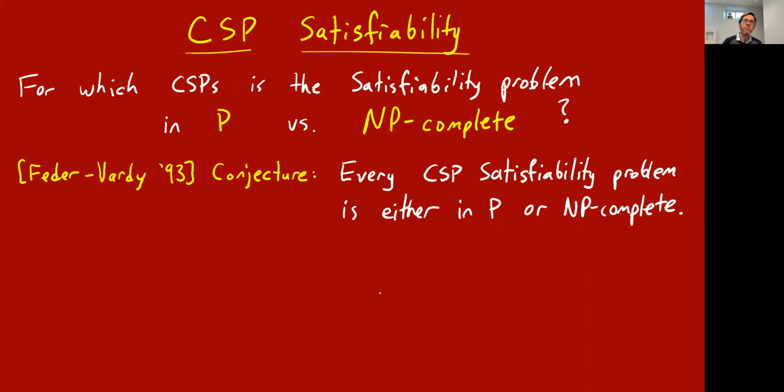You may know this theorem in complexity theory called Ladner's theorem, which says that assuming P does not equal NP, there exist NP intermediate problems, problems which are neither in P nor NP complete. But the Feder-Vardi conjecture says this does not happen for CSPs. Every CSP, they conjecture, is either in P or NP complete. So there are the easy ones or the hard ones. And this became known as the dichotomy conjecture.